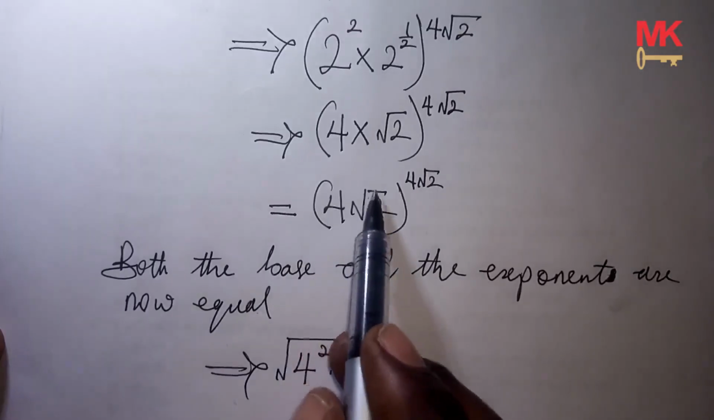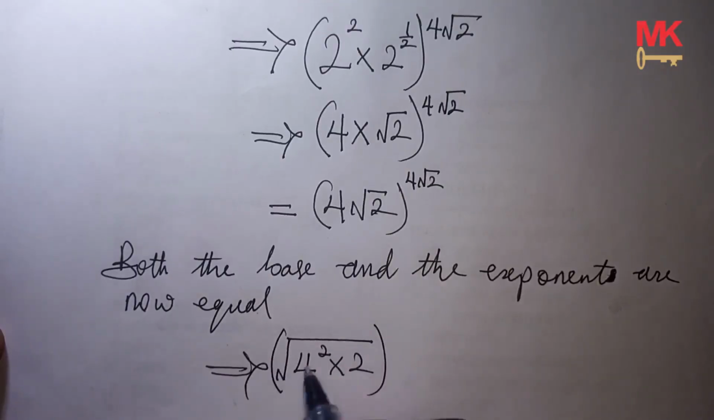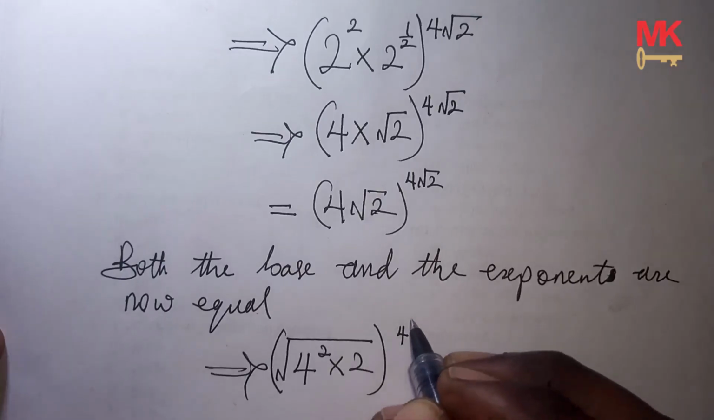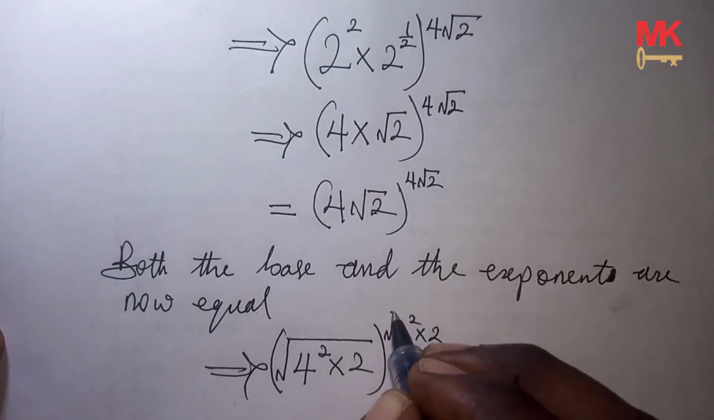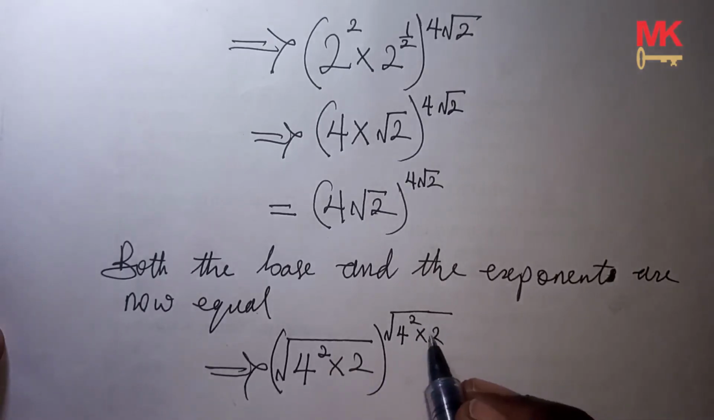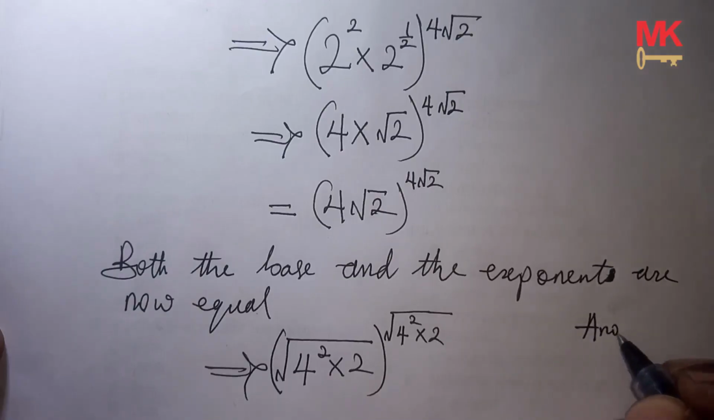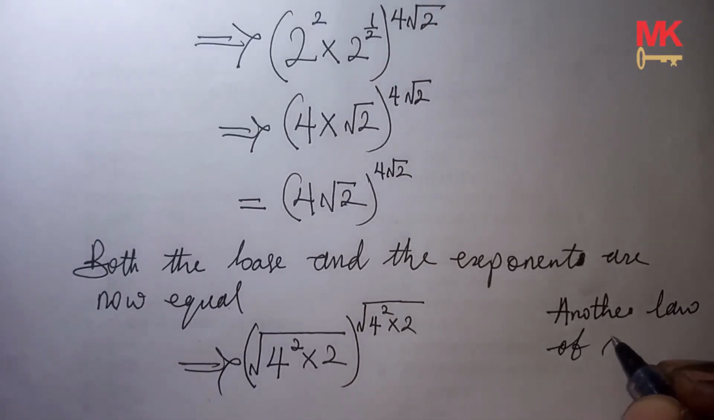So as the 4 enters, it becomes squared. So times 2 raised to power, the same thing happens here. So 4 squared times 2. This is another law of surd.